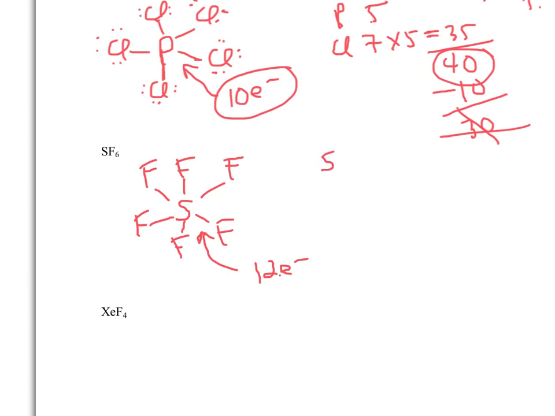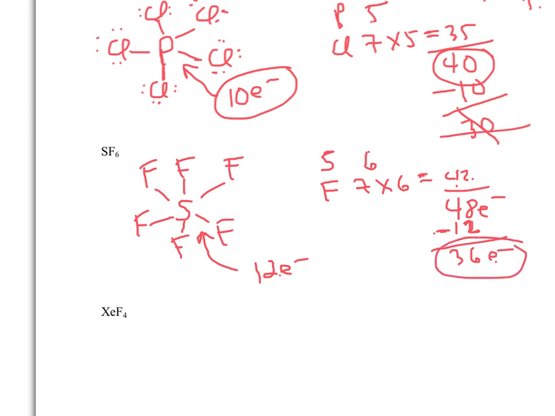So sulfur has 6 valence electrons, and I've already used them all up. Okay, fluorine, he has 7, and I got 6 of these guys. So that's going to be 42. So that's really then a total of 48 electrons. I just used up 12, right? For each of those single covalent bonds, we just used up 12. So that's going to leave me with 36 electrons.